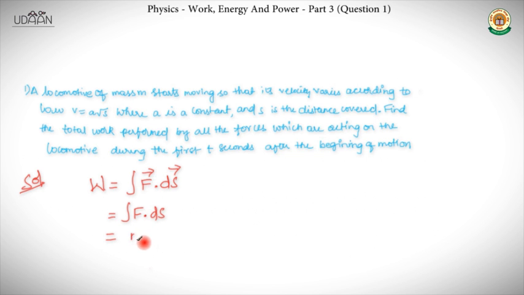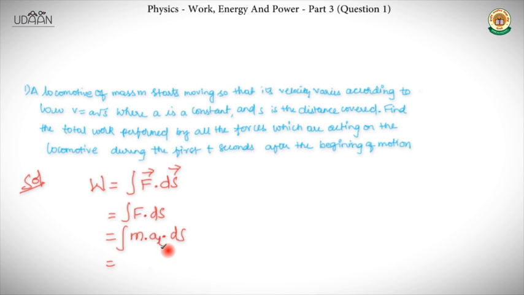According to the given question, the locomotive's mass is m, and let the acceleration of the locomotive be a, into ds. Let that a be a of locomotive. Please write it as al, so that it avoids confusion. So in this question, we don't know al and ds.